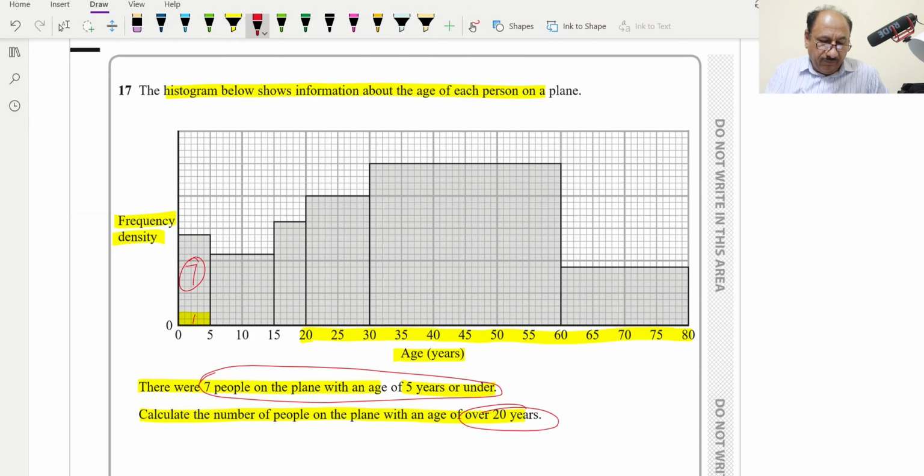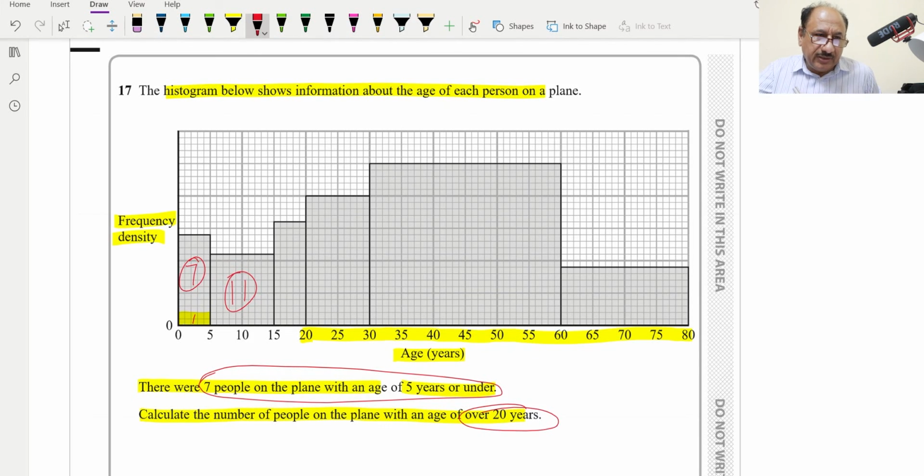So total is 7. Similarly, if we check according to the height, so this will be 1 and this will be 1. So 2, then 2, 4, 6, 8, 10, and this will be half on this side, half on this side. So this will be 11. So this one we can say this height is 11.